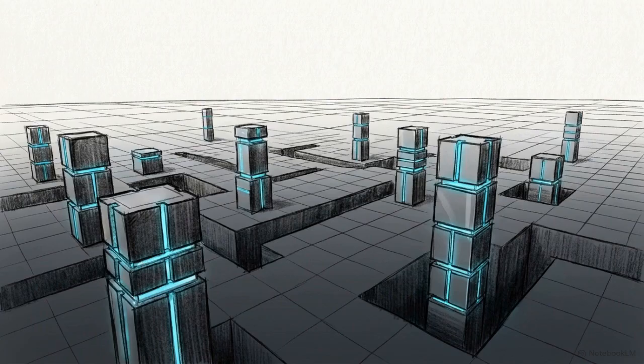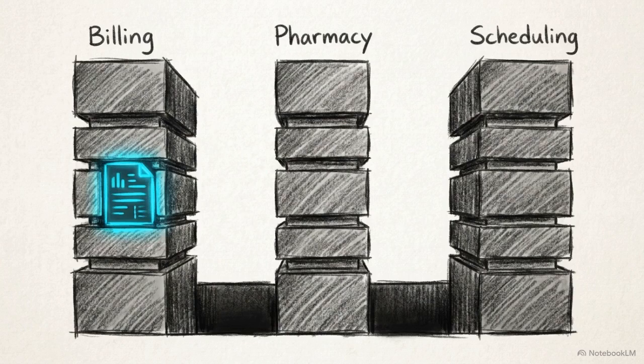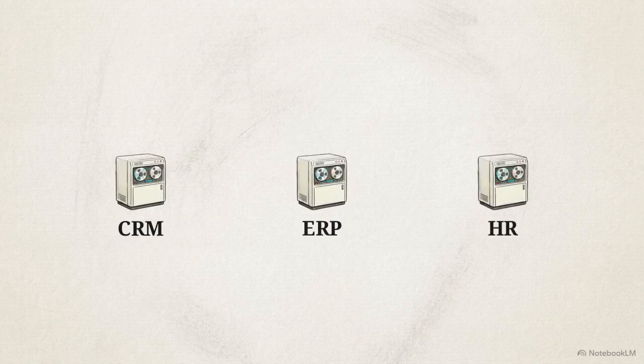The drawback to this optimization is isolation. When every system is built vertically, the enterprise becomes a landscape of data silos. A highly tuned billing application cannot naturally share patient records with the pharmacy or scheduling systems. Modern business processes demand horizontal integration.